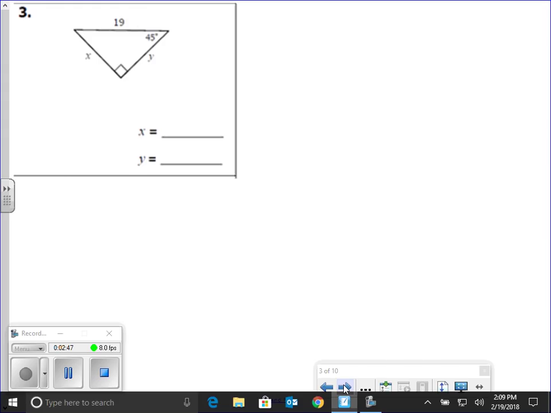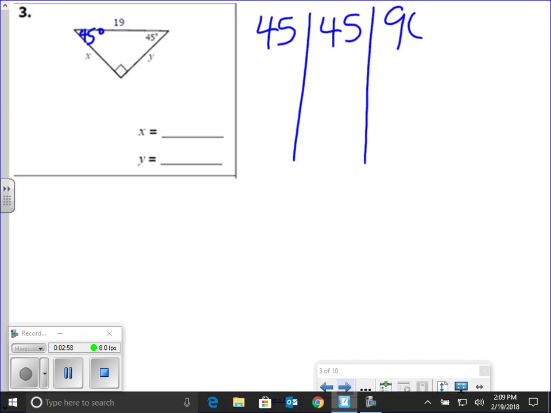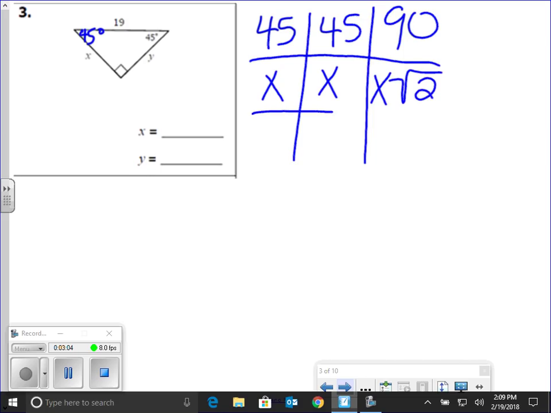Again, question 3 is a 45, 45, 90. So again, we have 45, 45, 90, and the rules are x times the square root of 2. What did they give us here? They gave us the hypotenuse, and we know because it's the side opposite the right angle. So now the 19 goes here, and we need to figure out what x is.